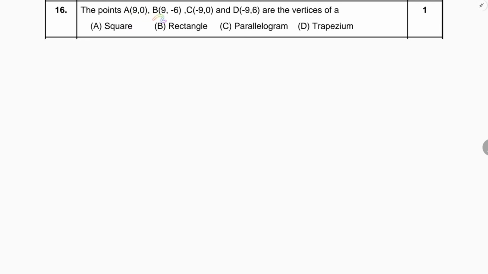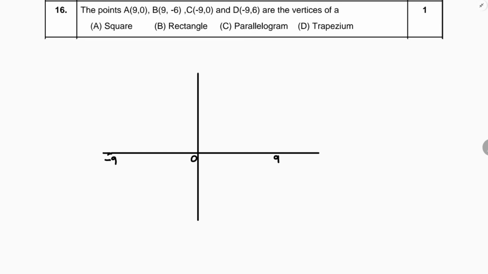Points A (9, 0), B (9, minus 6), C (minus 9, 0) and D (minus 9, 6) are the vertices of a quadrilateral. So now see, if you visualize this by plotting in a coordinate plane, I'll draw the x-axis and I'll draw the y-axis. Here I'll take 0, and x values 9 and negative 9, and on the y-axis I need 6 and negative 6.